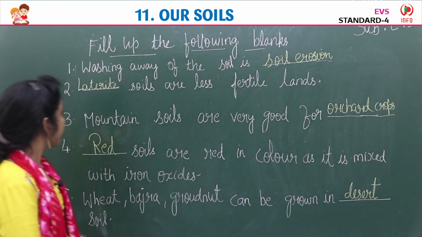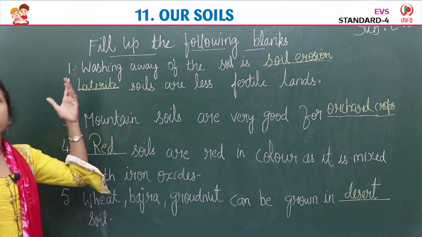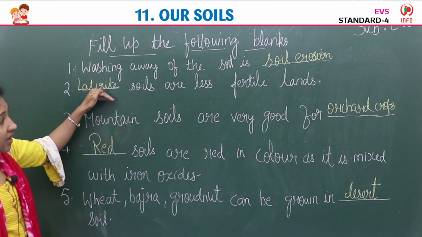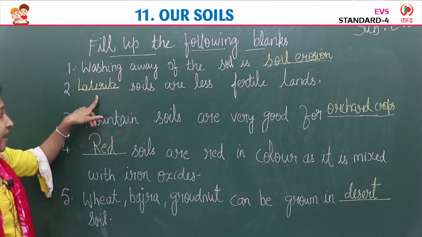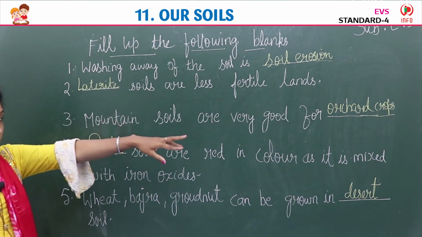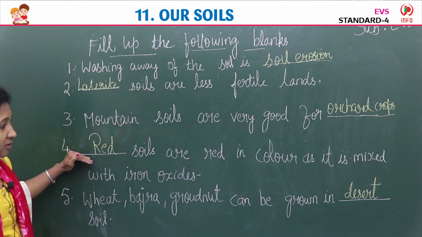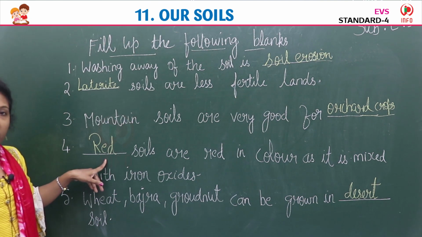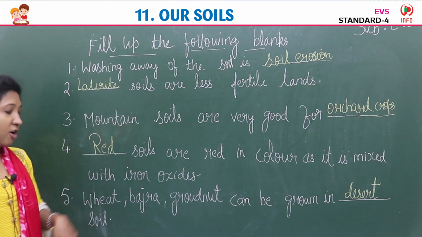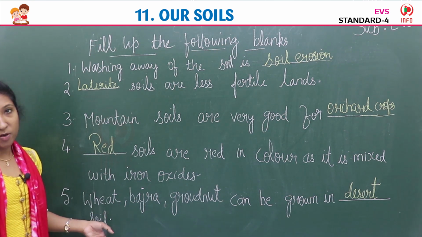So washing away of the soil is called soil erosion. The soils which are less fertile lands are laterite soils. Mountain soils are very good for orchid crops. The soils which are red in color are red soils. Wheat, bajra, groundnut can be grown in desert soil.